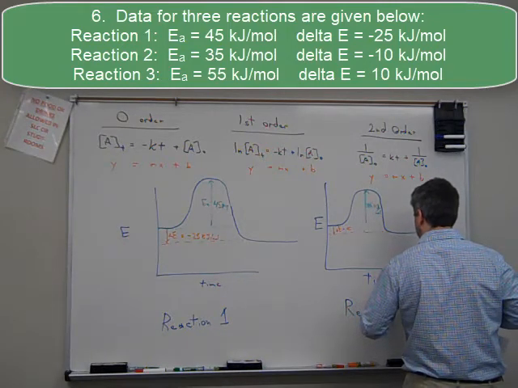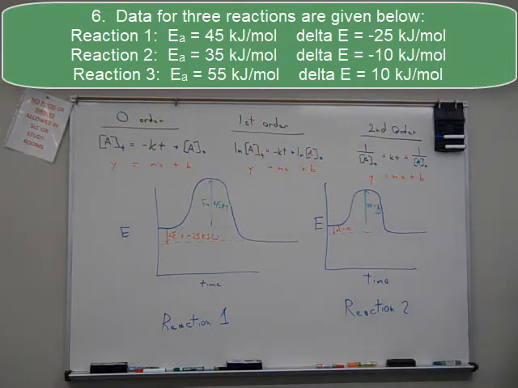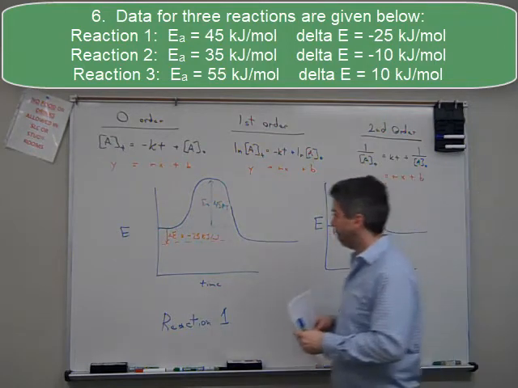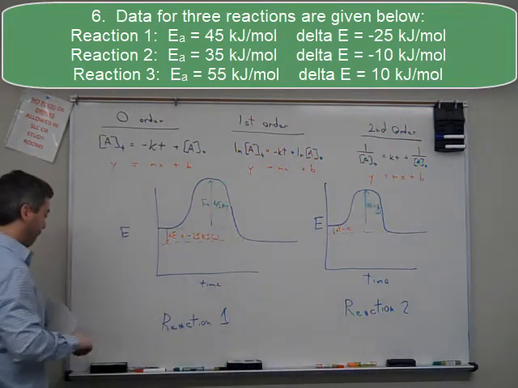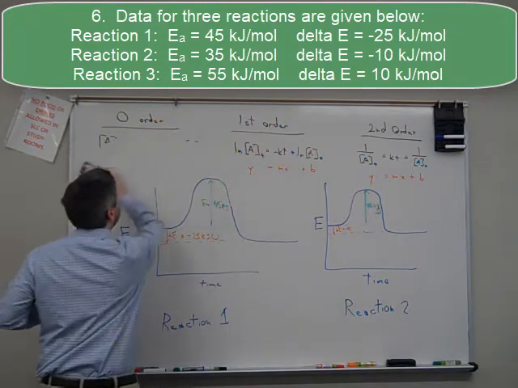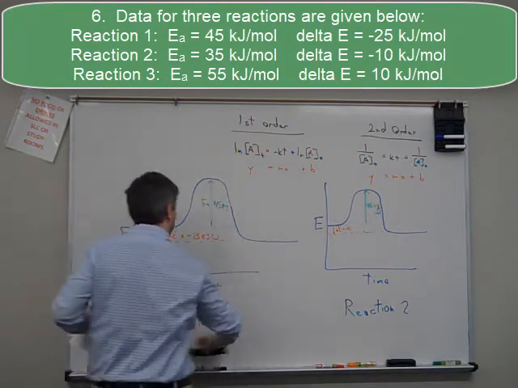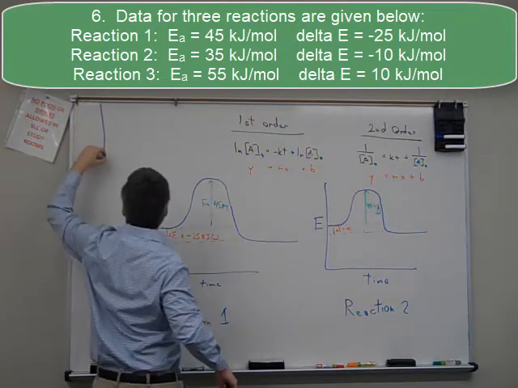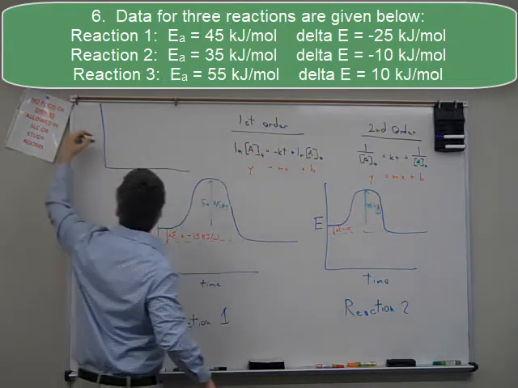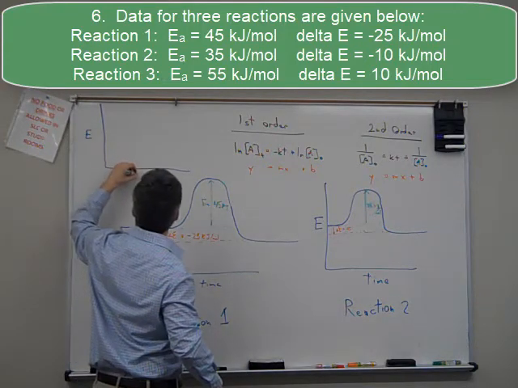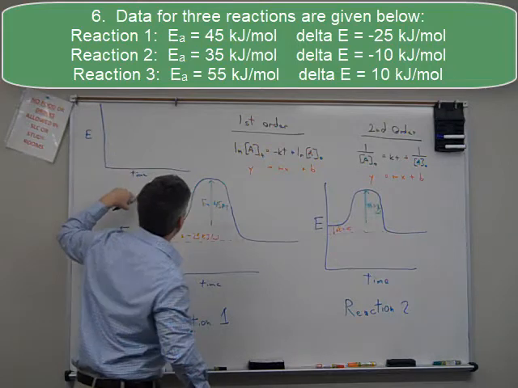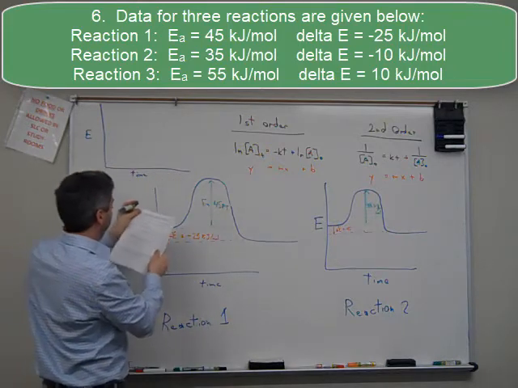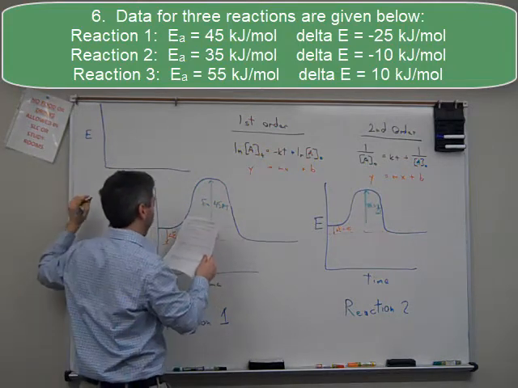And this is now where I'm wishing I had made my graph smaller. Okay. Alright, I'm just going to do this and be slightly ridiculous, but I'll just pop it up here in the corner. Alright, so here is E and time for reaction 3. So let's say it starts at the same level, goes up to 55 kilojoules per mole.